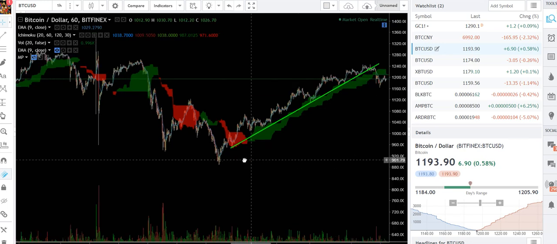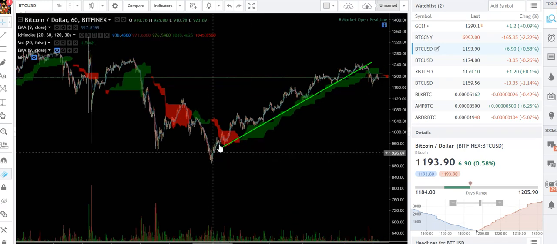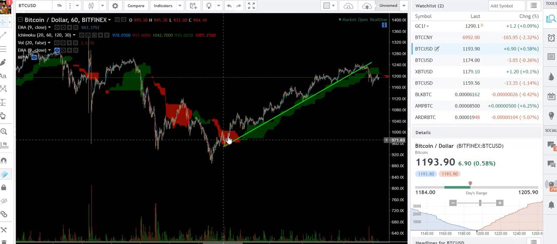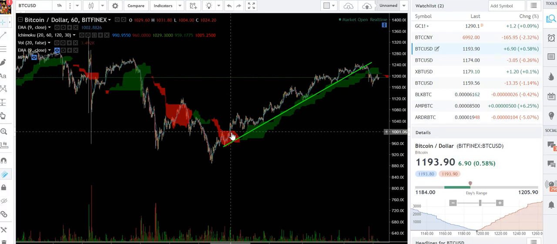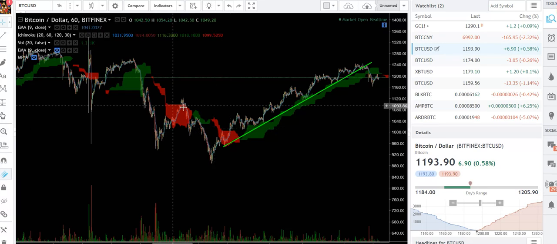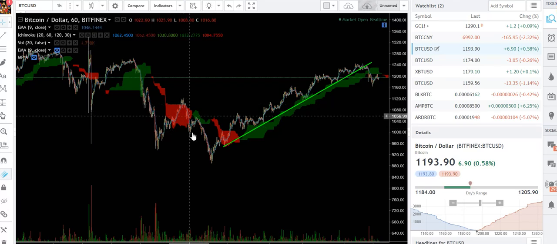So this was our first indication here, right here, when it battled right through this hourly cloud and got back on top of the hourly cloud. That was our indication that we're going to possibly turn around here. Okay, it faked us out here. This is the same kind of move, but it didn't maintain above the cloud. It broke right back through the cloud.